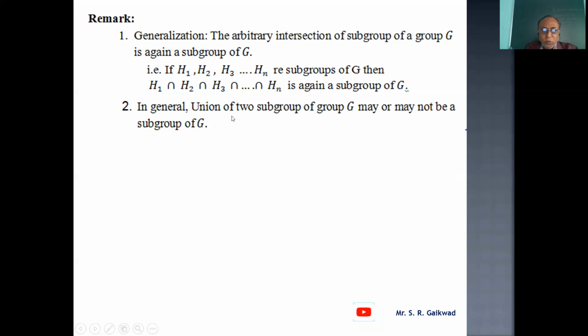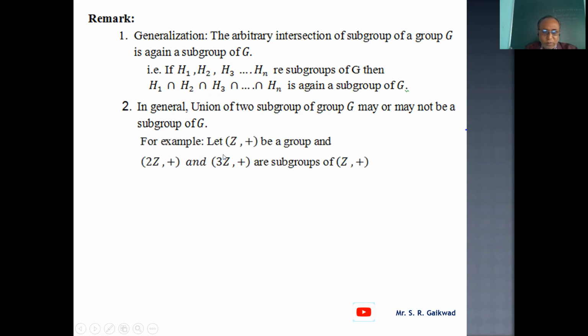In general, the union of two subgroups of a group G may or may not be a subgroup. For example, Z plus is a group with respect to the binary operation addition. 2Z plus and 3Z plus are subgroups of Z plus. 2Z is nothing but the set of all integer multiples of 2. 3Z is nothing but the set of all integer multiples of 3.